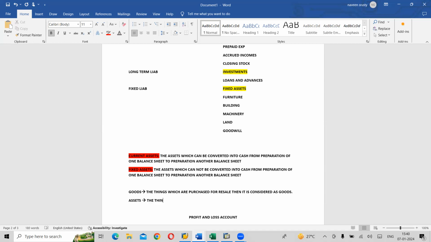The things which are purchased for business use, not for resale, are considered assets. Understood? What do you mean by goods? The things which we purchased for resale purpose.